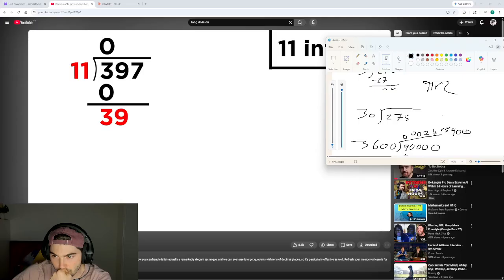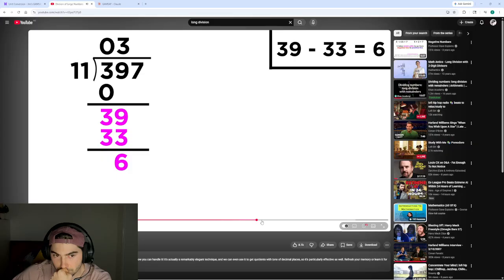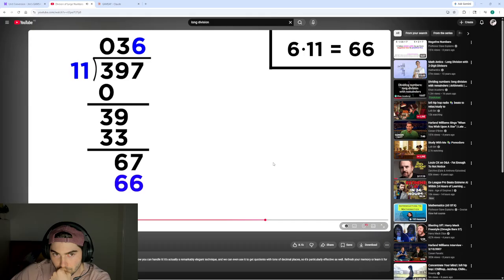What do you do with remainders? I think you're missing a trick. So we put a 3, multiply to get 33, subtract to get 6, and then pull down the 7. 11 fits into 67 6 times. So we put a 6, multiply that to get 66, and subtract to get 1. 11 doesn't fit into 1, and we've run out of digits in the dividend. So that will be 36 with a remainder of 1.